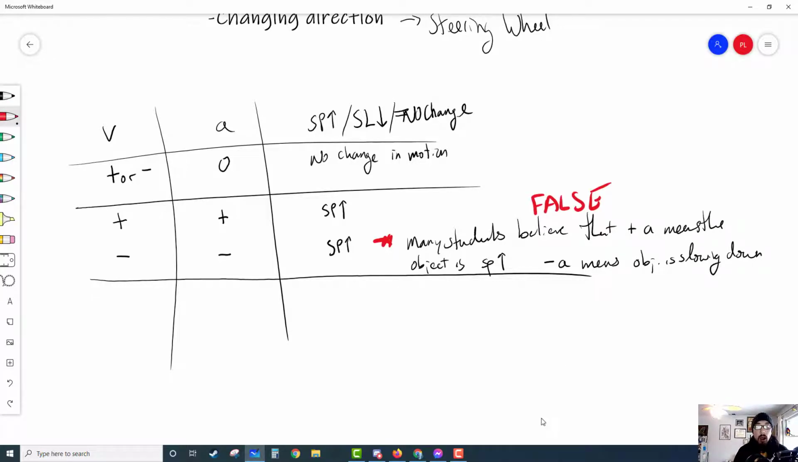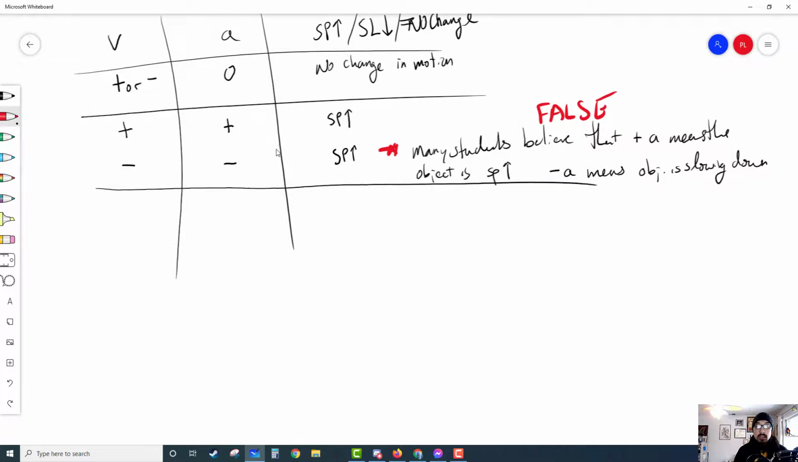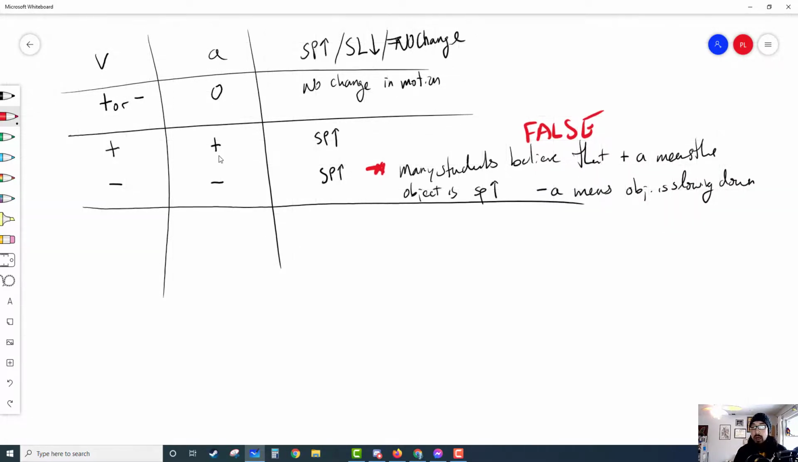Okay. All right. Now, you might be thinking, wait a minute, Mr. Lee, here we had a positive acceleration and the object was speeding up. So you're saying that's not true? No, that is not what I'm saying. I am saying that the object is speeding up if and only if the object has a positive velocity and a positive acceleration. You must meet both criteria. And so one thing that you might notice here is that if your velocity and your acceleration have the same signs, that means the object is speeding up.